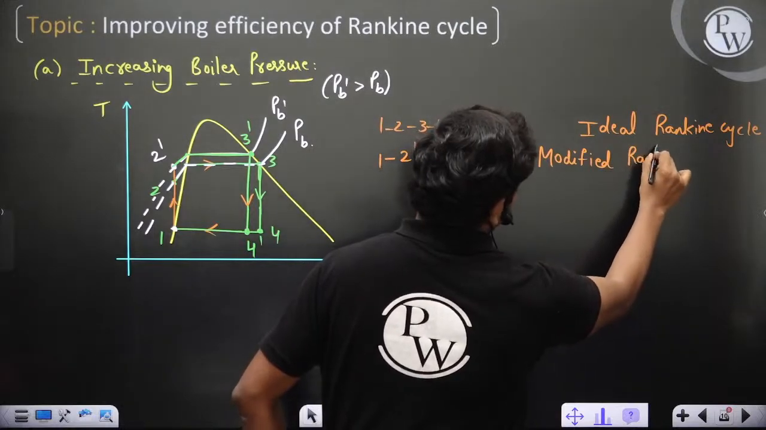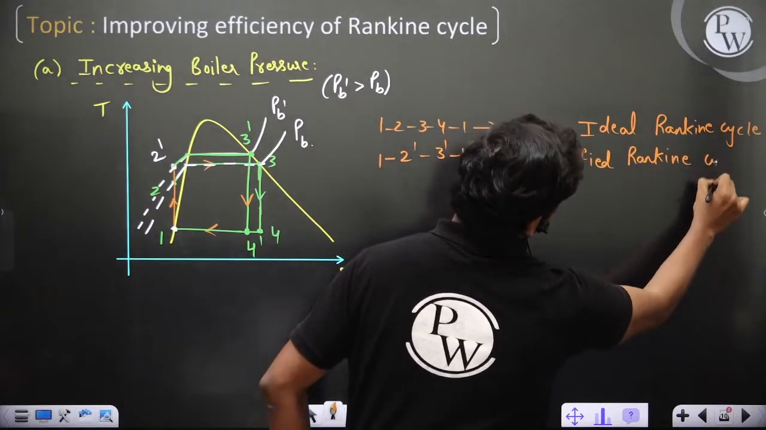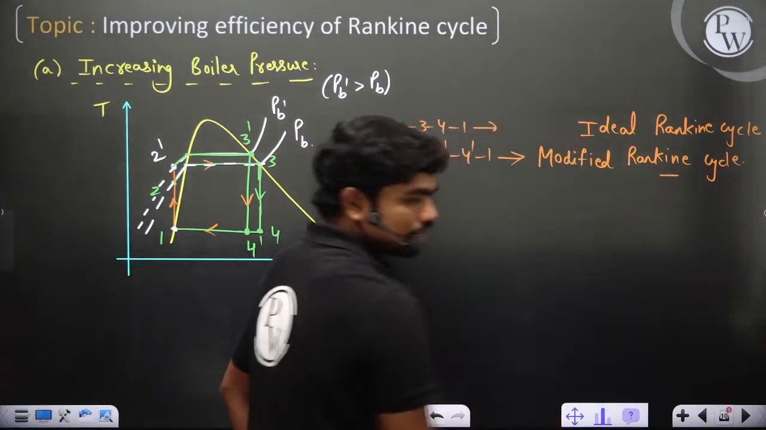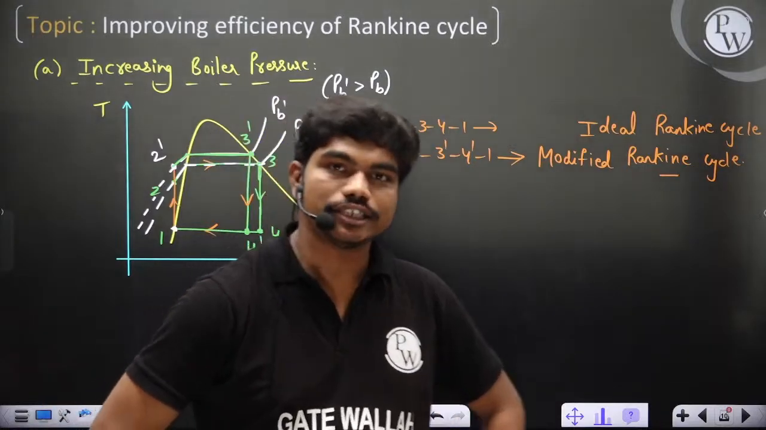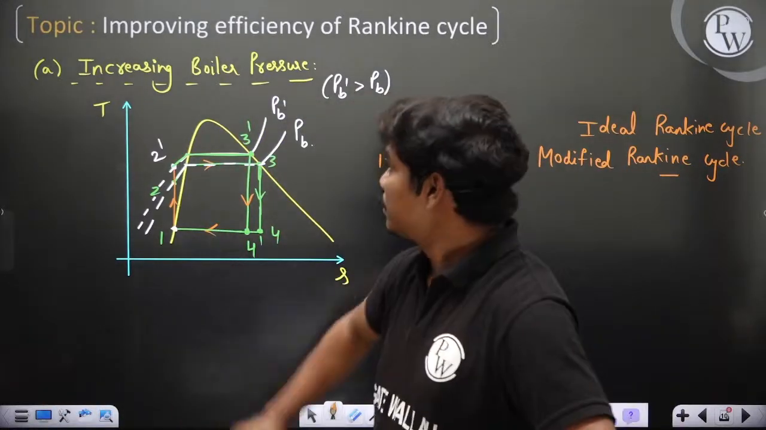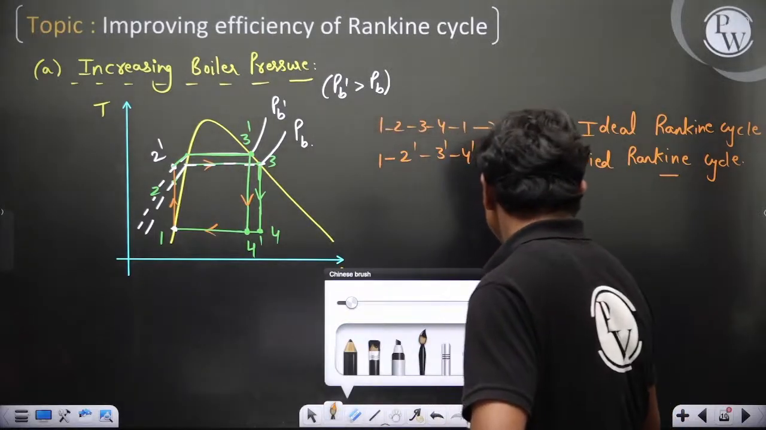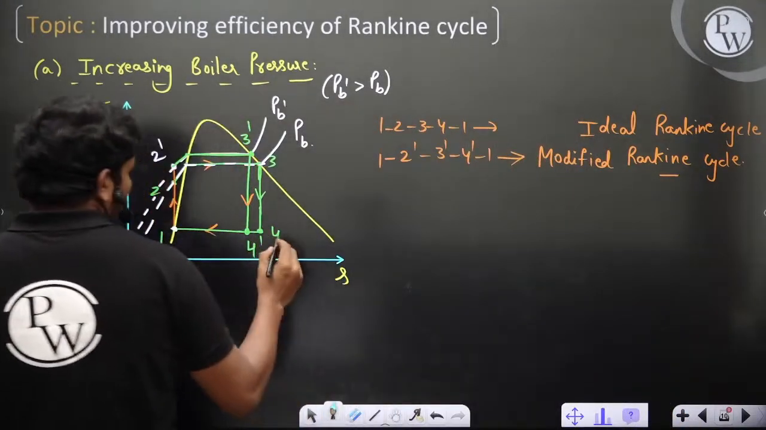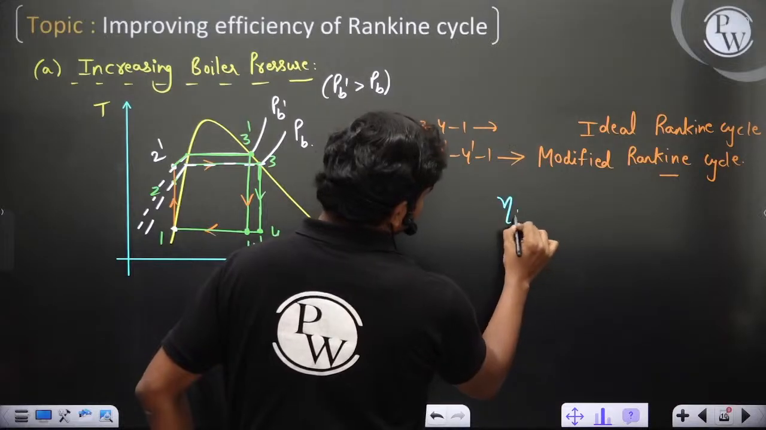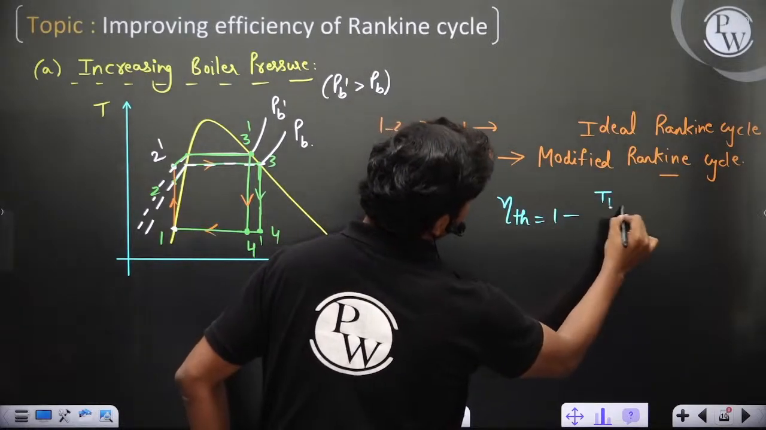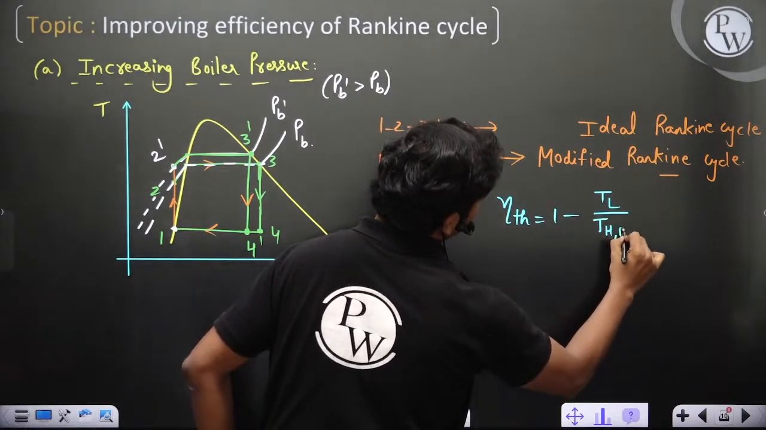Modified Rankine cycle. What did we modify? We have increased the boiler pressure. If you increase this boiler pressure, then how is thermal efficiency actually increasing? That's the main question, because I have kept the heading under improving efficiency of this cycle. Okay, now if you see, again if you check this thermal efficiency, 1 minus TL by TH mean is what you can say.